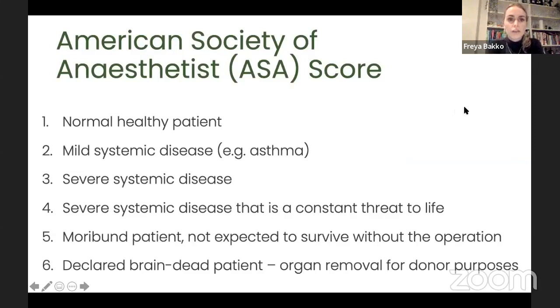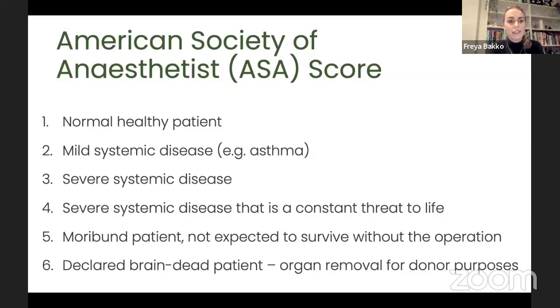So I'm sure a lot of you have seen the ASA scoring system. So this is done for every surgery, and it classes the patient in a category from 1 to 6, based on their general state of health. So ASA Class 1 is a normal healthy patient. Class 2 is a patient with mild systemic disease. Class 3 is a patient with severe systemic disease, and you'll often see the surgical patients being either Class 2 or 3. Class 4 is a patient with severe systemic disease that is a constant threat to life.